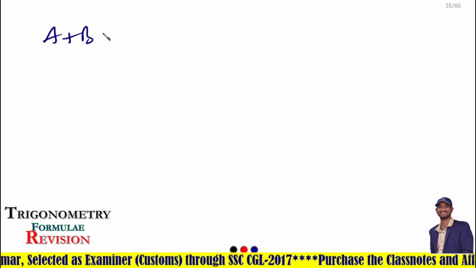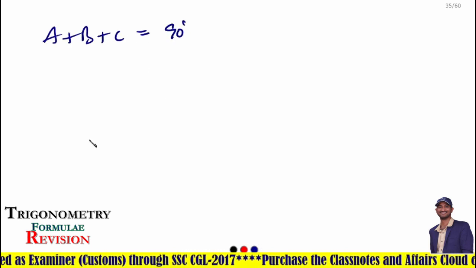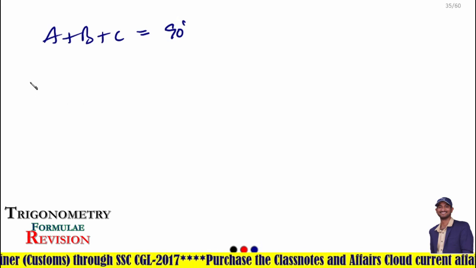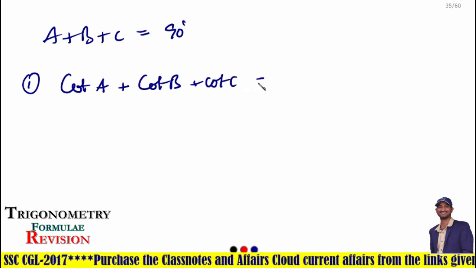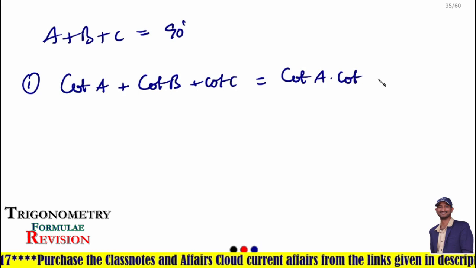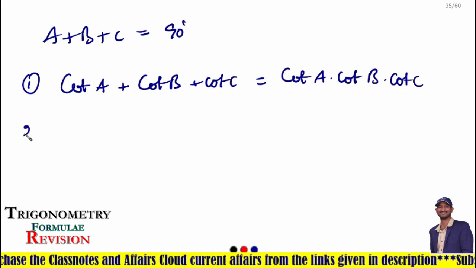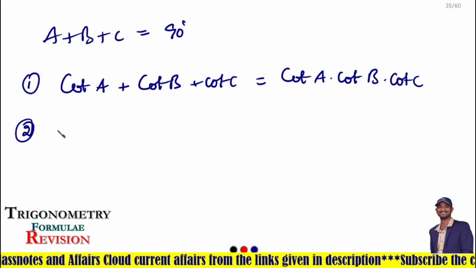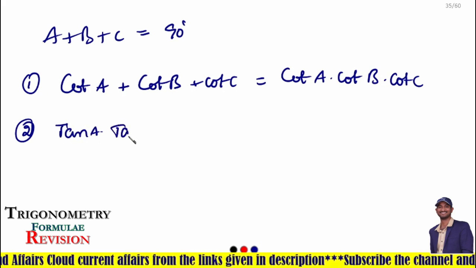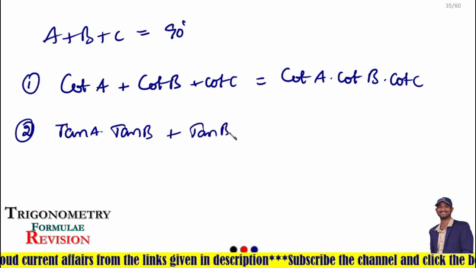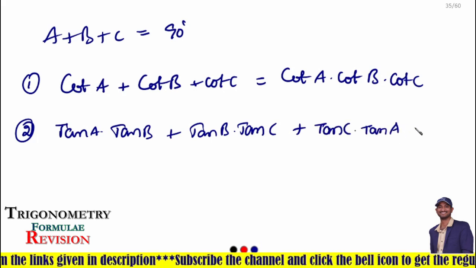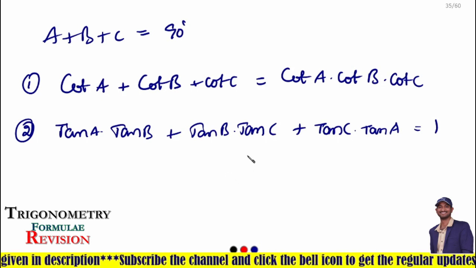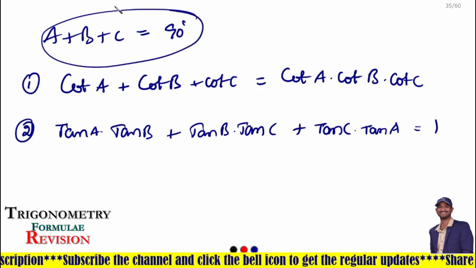Next, about three angles. Whenever the sum of three angles A plus B plus C is 90 degrees, okay, the sum of three angles is 90, then the sum of the cots of the angles, cot A plus cot B plus cot C, is equal to the product of the cots, cot A, cot B, cot C. And the second one is the sum of product of any two tans is 1, that is tan A tan B plus tan B tan C plus tan C tan A. Sum of product of any two tans is equal to 1. This condition is satisfied when the sum of three angles is 90.